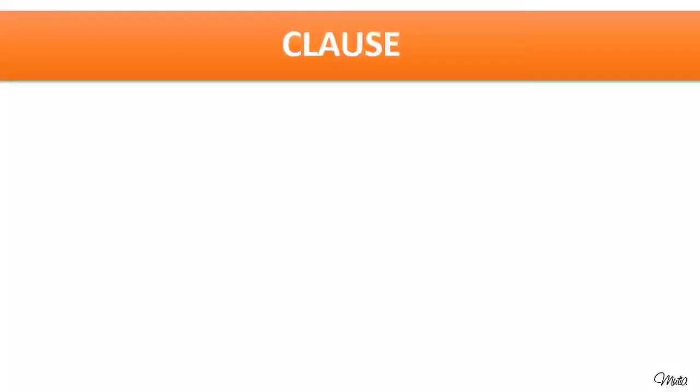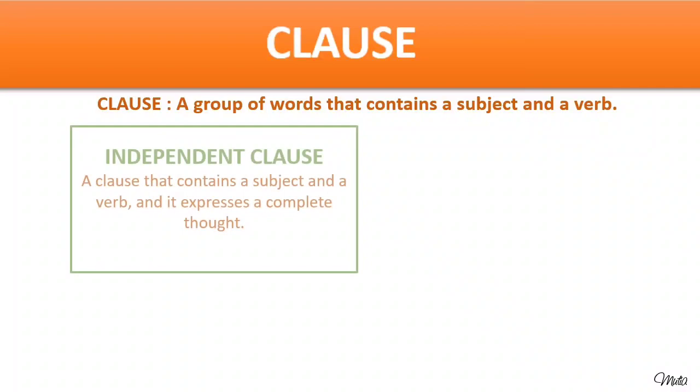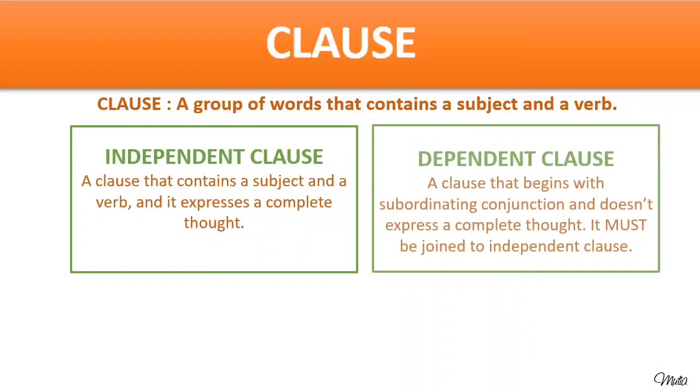Before learning more about types of sentences, let's talk about a clause. A clause is a group of words that contains a subject and a verb. There are two kinds of clauses. The first is independent clause. The second is dependent clause. An independent clause is a clause that contains a subject and a verb, and it expresses a complete thought.